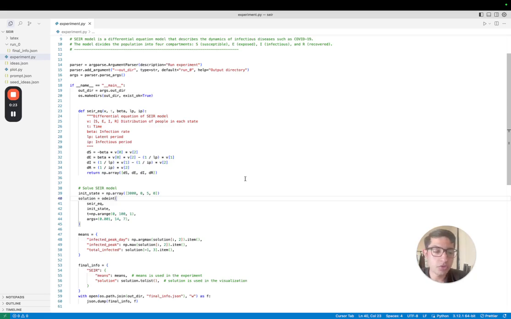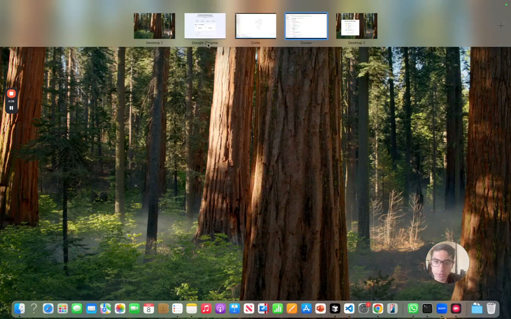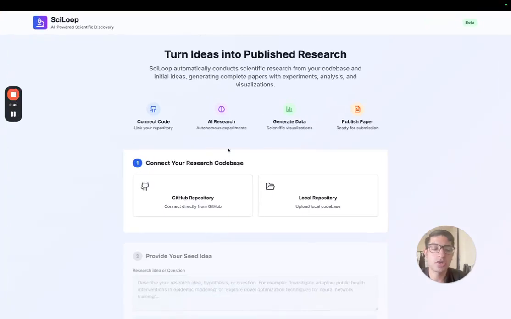So as a researcher, what you would do is come up with a research idea, change this code, run your experiment, gather some plots and results, and then iteratively improve until you get something that is scientifically significant and you publish that in a research paper. The problem is that such a process could take you months.